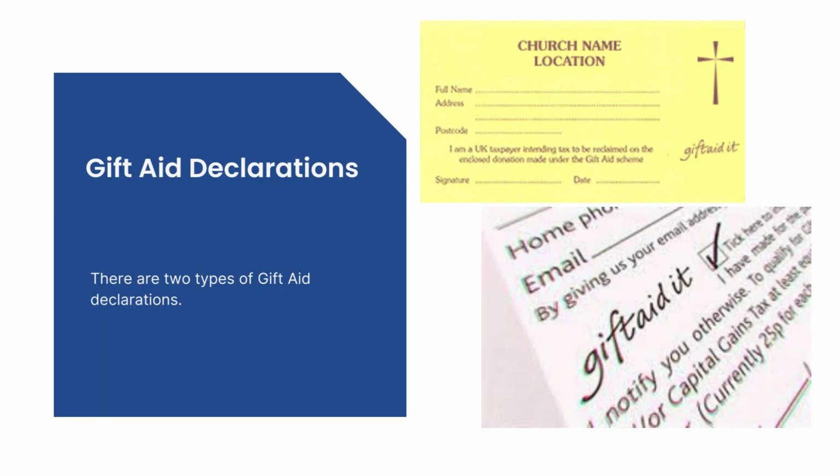There are two types of gift aid declarations. There's the permanent declaration, which is a declaration you keep on your file, and it covers declarations made previously or in the future. The second declaration will be on a visitor envelope where the person can complete their name, address, and postcode when they make the donation.